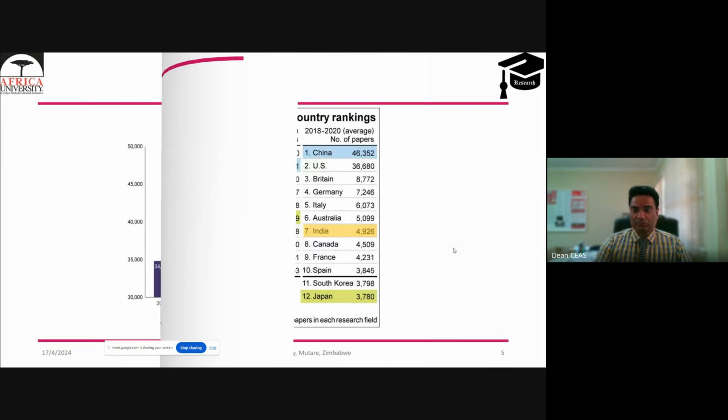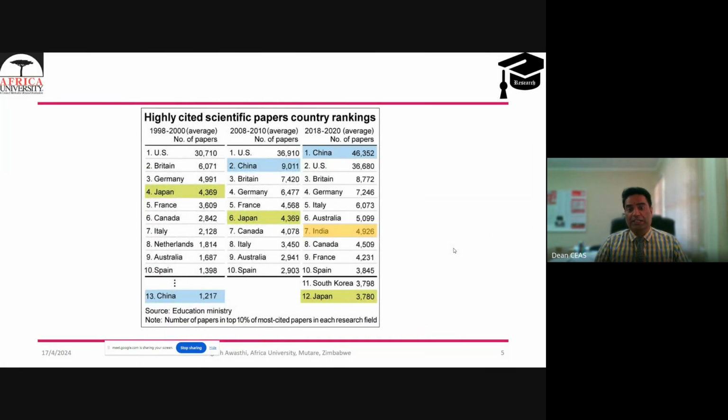Then you can see the country ranking for highly cited scientific papers. In 1998 to 2000, Japan was doing very well. Before that, in 2008 to 2010, Japan was also at number 6. Number 1 is the US, then China. But from 2018 to 2020, looking at the average number of papers, India is now also doing very good. Now we are at number 7.